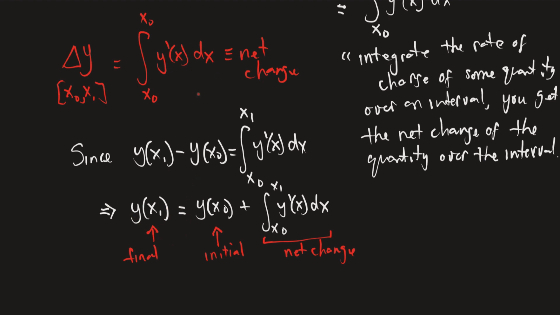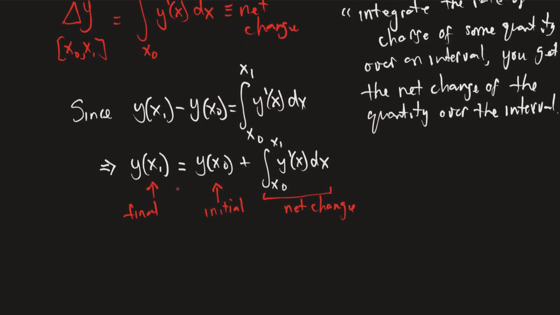And there's a shorthand notation that's sometimes used for something like this. The shorthand is to abbreviate this as y sub 1, that's your final amount, and abbreviate this as y sub 0, that's your initial amount, and then your change is the integral from your initial x to your final x, and you integrate your derivative, right? So there are lots of ways this equation can be used.